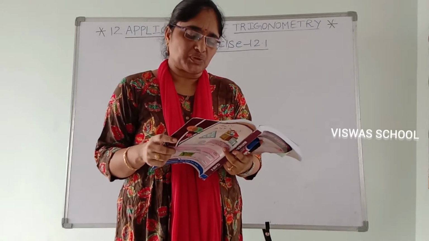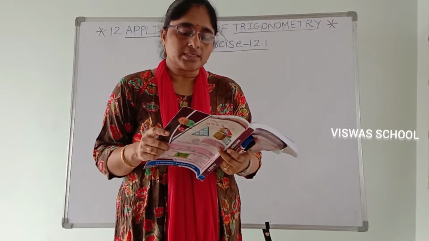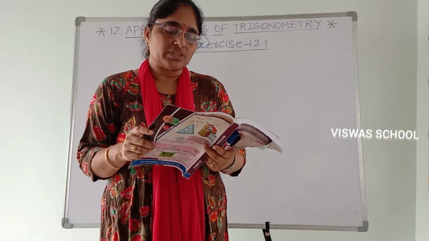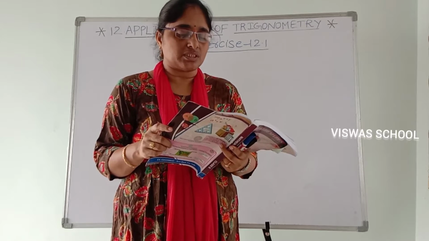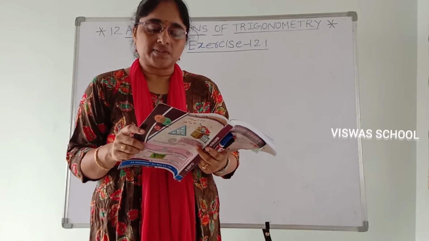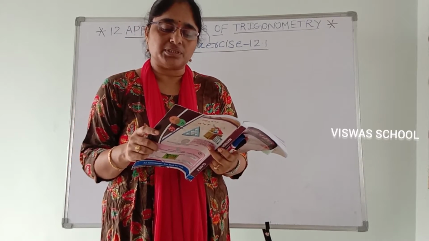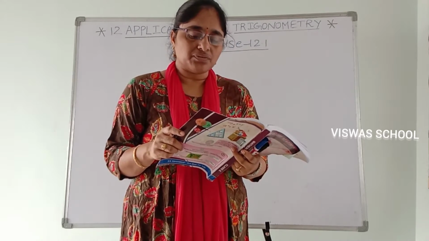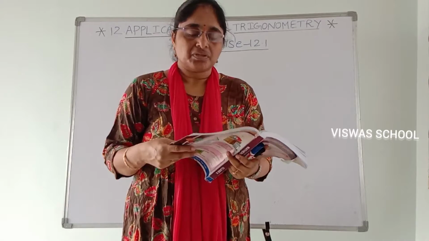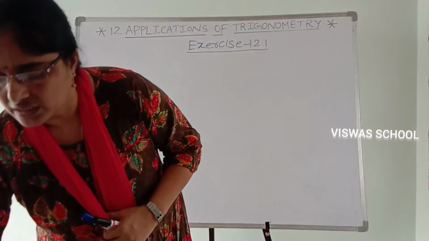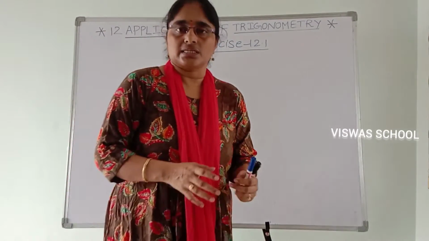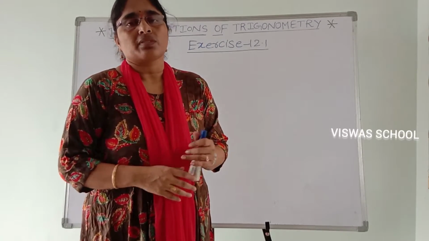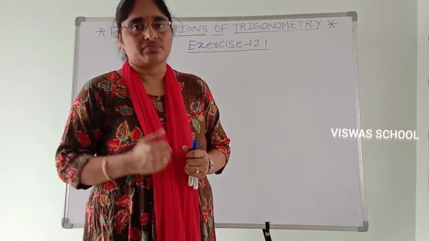A boat has to cross a river. It crosses the river by making an angle of 60 degrees with the bank of the river due to the stream of the river, and travels a distance of 600 meters to reach the other side of the river. What is the width of the river? Here a boat has to cross a river and it travels 600 meters from one place to another. Now we have to find the width of the river.